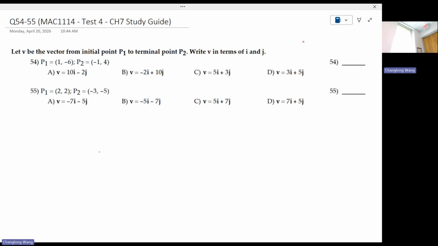You guys need to realize we try so hard to prepare you for the test by showing you the kind of questions in a test, right? Or could be in a test, but you do have to read the instruction in the test, right? Don't just look at the number and try to guess what you're supposed to do. Read the question. Let V be the vector from the initial point P1 to the terminal point P2. Write the V in terms of I and J.